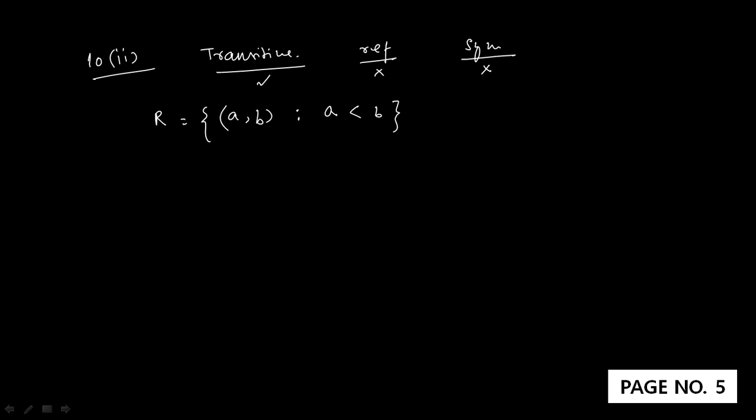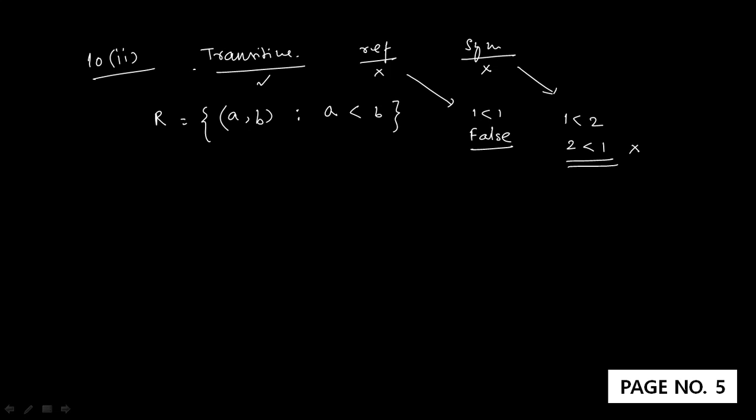Now, if I am talking about the first condition, that is reflexive, if I am writing 1 less than 1, this one is false. Now, what about symmetric nature? If I am writing 1 less than 2, this one is okay, but 2 less than 1, this one is not true. This one is false. It means reflexive and symmetric nature is not there.